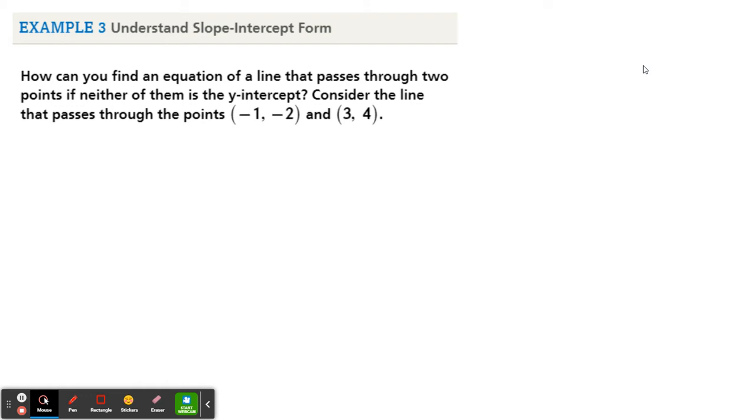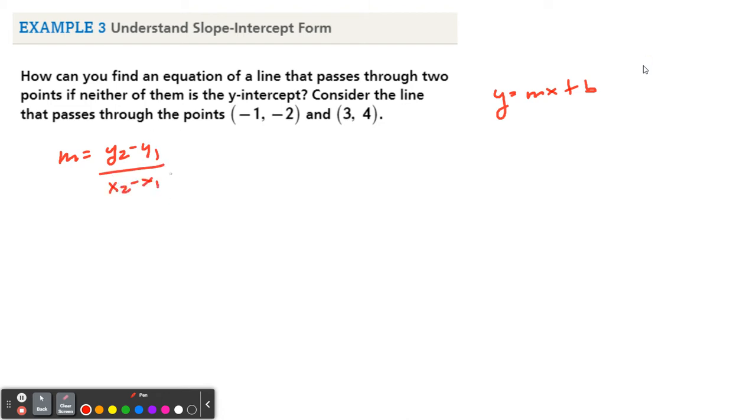So we're going to do that by first finding the slope, right? So remember, I'll put slope-intercept form right here. y equals mx plus b. Because we don't have the y-intercept, we don't have the b, but we do have the ability to find the slope. So slope equals m equals, now there's an equation, y2 minus y1, the difference in the y's, over x2 minus x1, the difference in the x's. This is the change in y over the change in x.